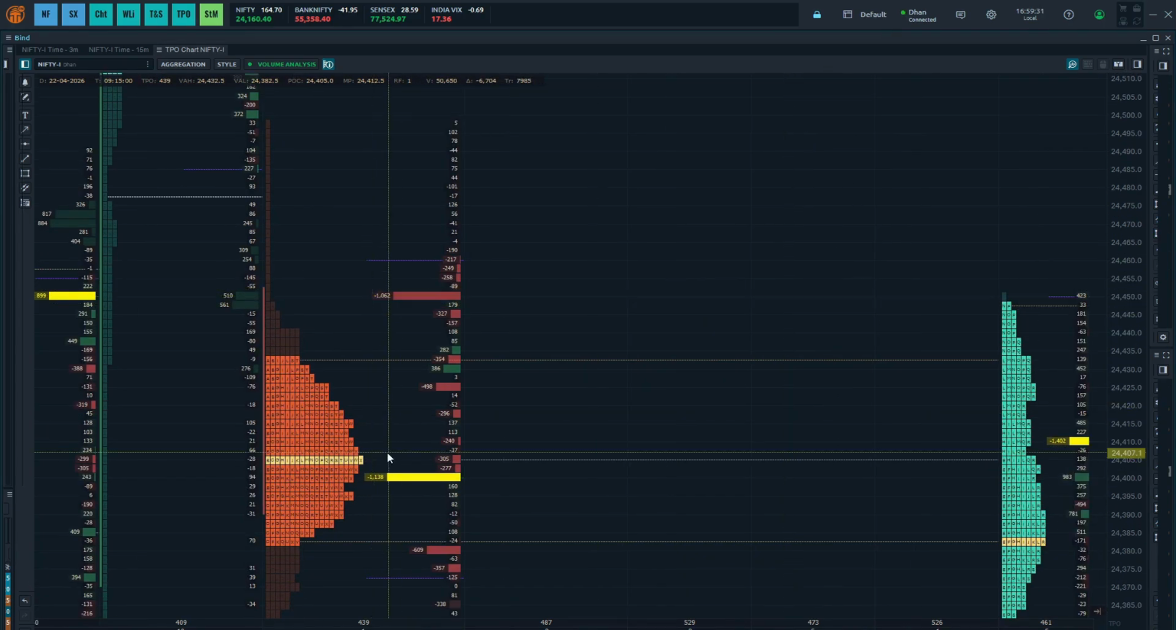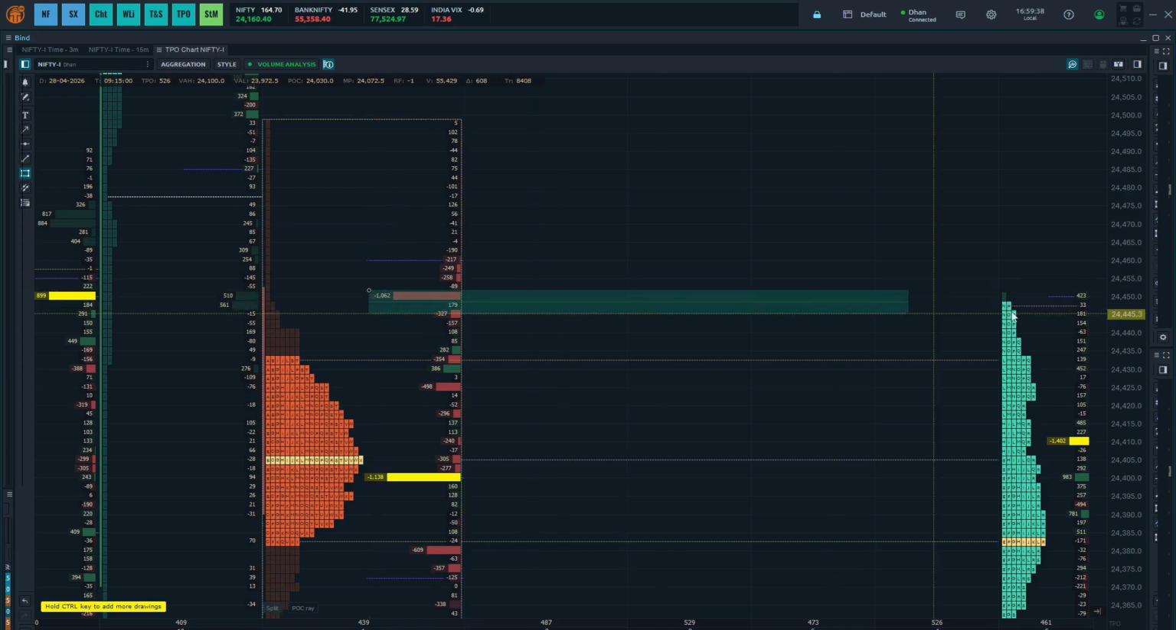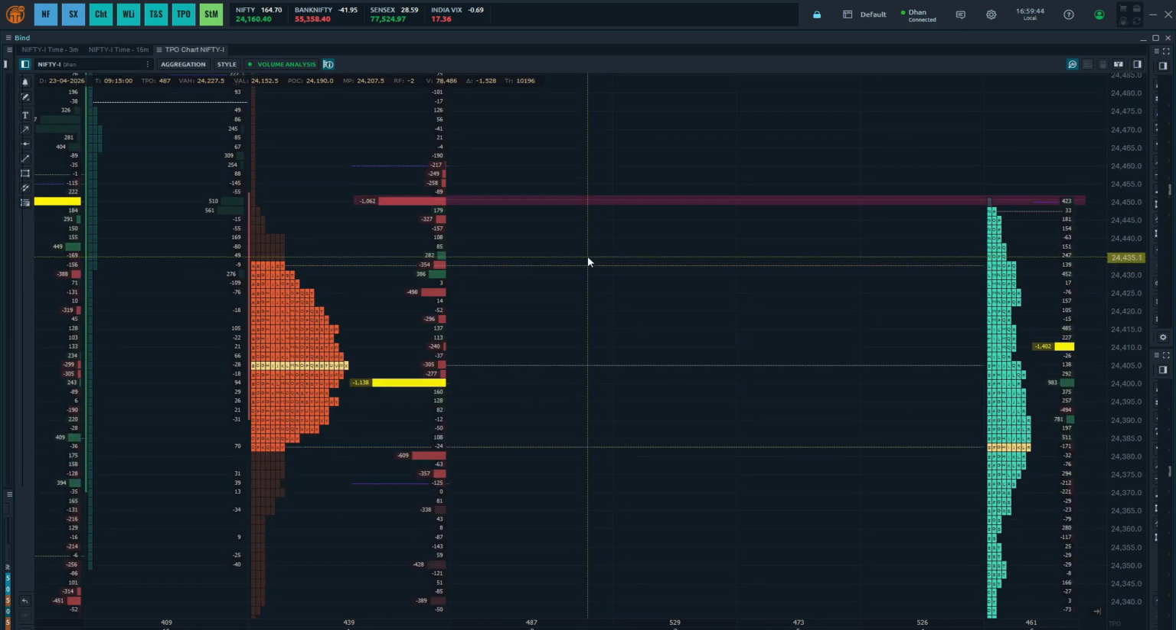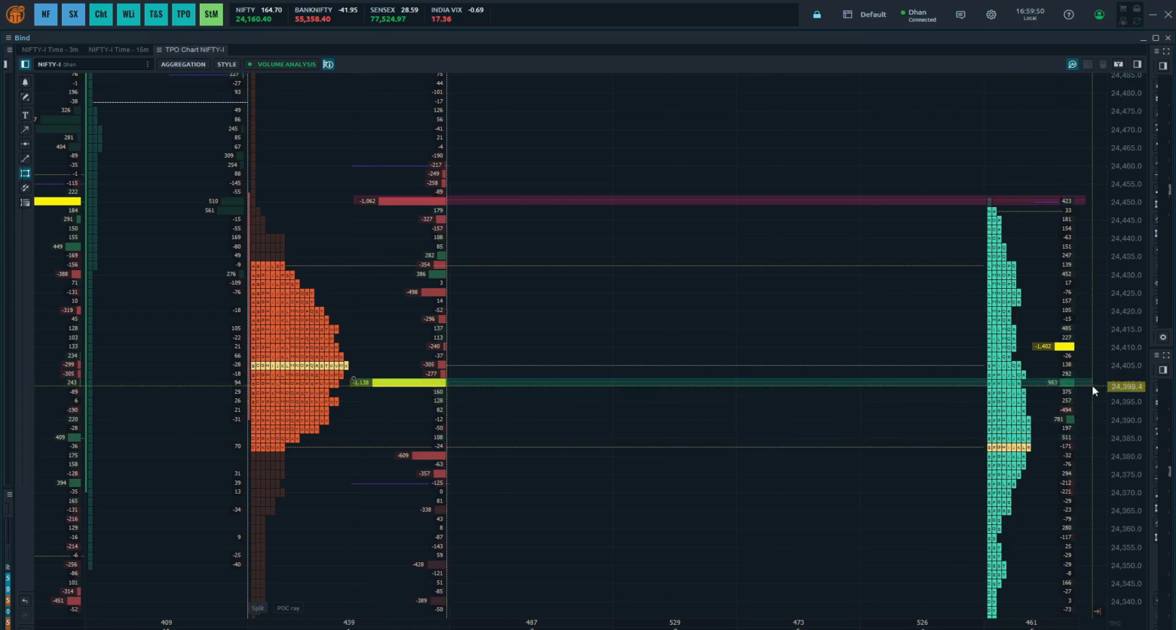So this is an important level. This is also an important level, and this is also an important level. So let us mark this level as a box here. Since it is a negative delta, we can say it is a seller's zone. This was one more seller zone, so I will also mark this here because this is an extreme delta. I will also mark this level here, and I will also say it is a seller zone.